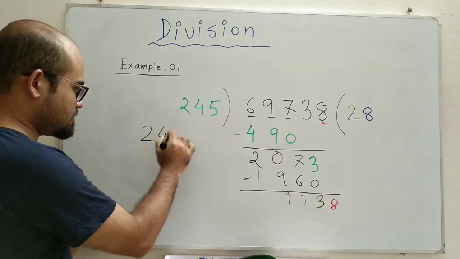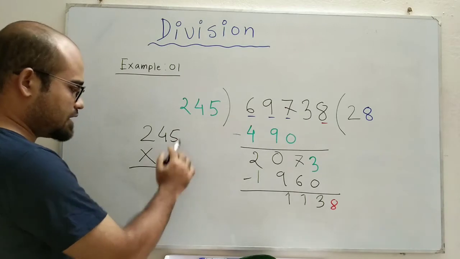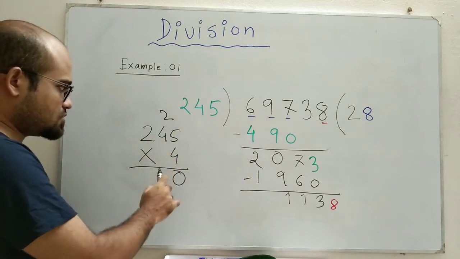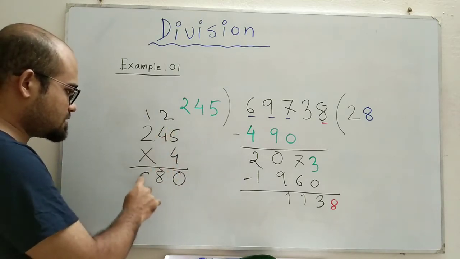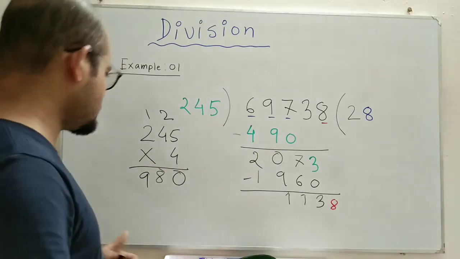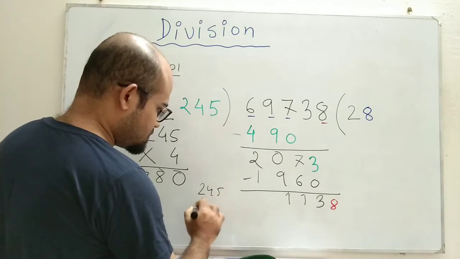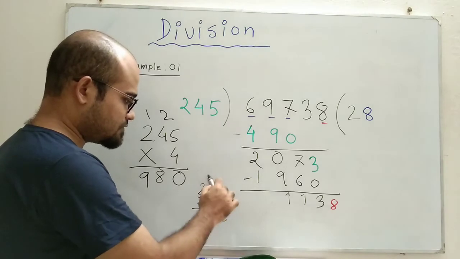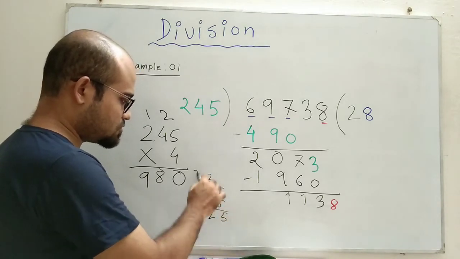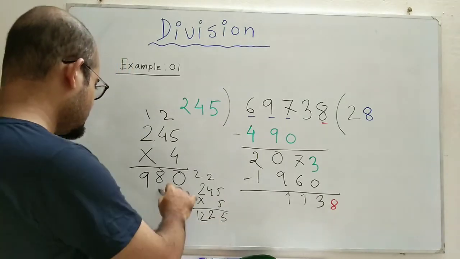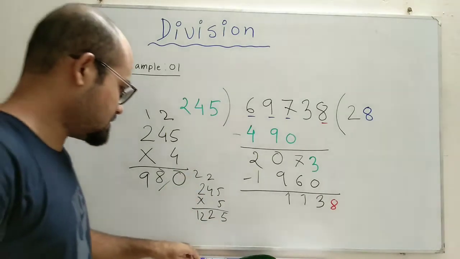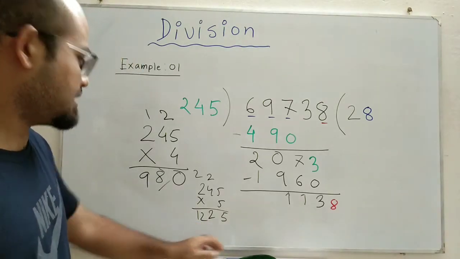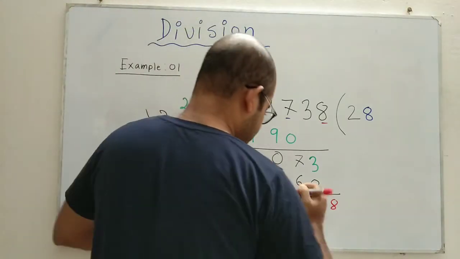Let's check it out. 245 times 4. 5 times 4 gives me 20. There is 0 here, carry 2. 4 fours are 16 plus 2, 18, carry 1, 4 twos are 8 plus 1, 9. So 980 seems a good choice, but let's repeat 245 into 5 in order to ensure that we have not committed an error. 5 fives are 25, 5 carry 2, 5 fours are 20 plus 2, 22, carry 2, 5 twos are 10 plus 2, 12. Yeah, 980 is correct. So let me put 980.